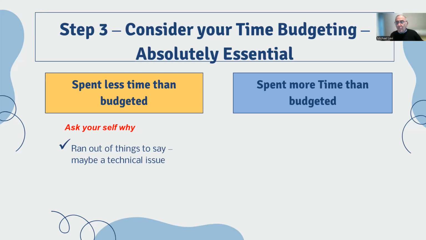If that was the reason why you were below budget, then we go back to what we talked about earlier. You now have identified a technical weakness. You go back, you study that topic. So next time that topic comes up, you will have what to say, and you're not going to end up spending less time than your budget because you'll have enough in your brain and your mind to put down on paper.